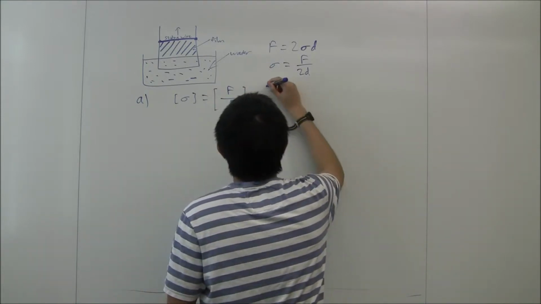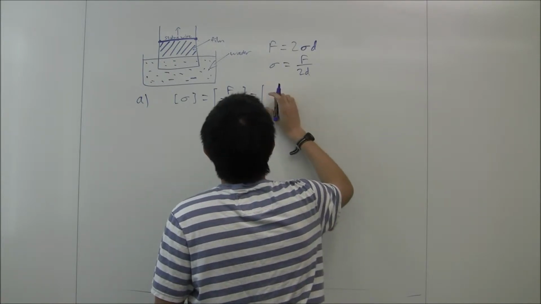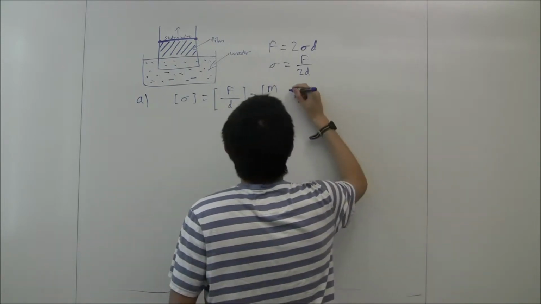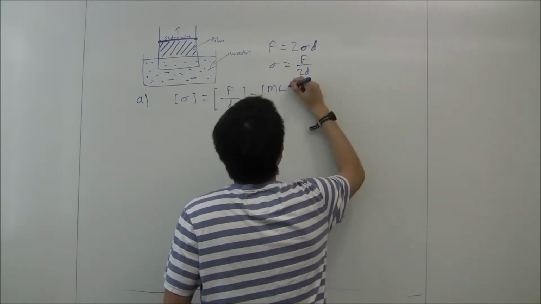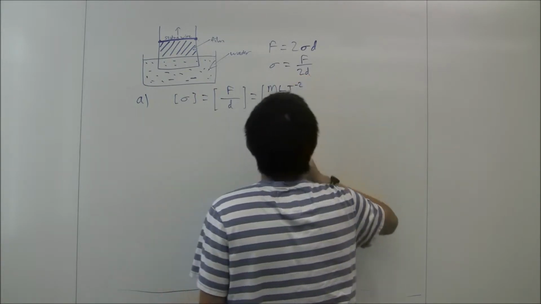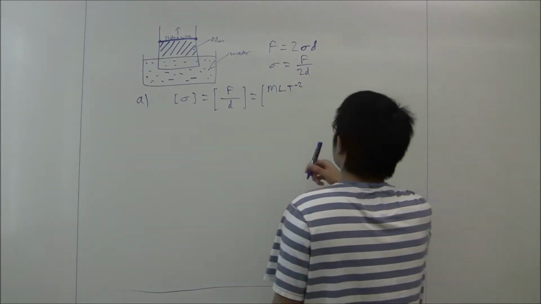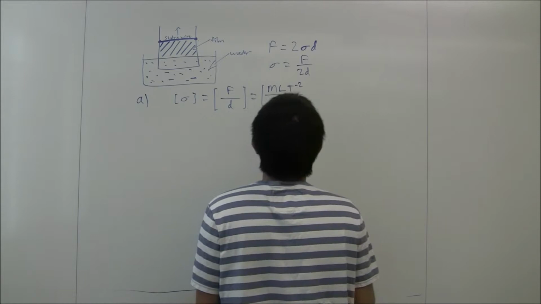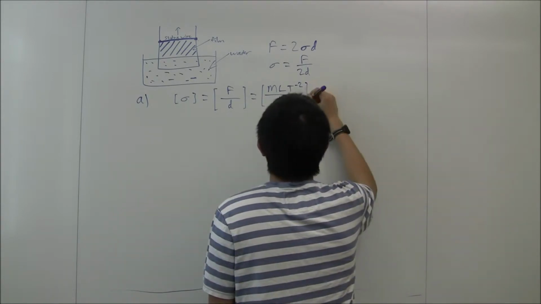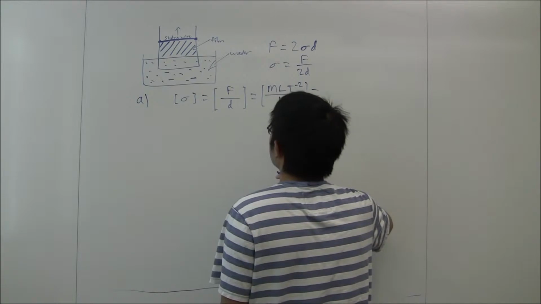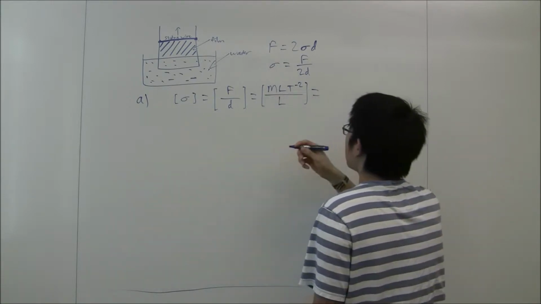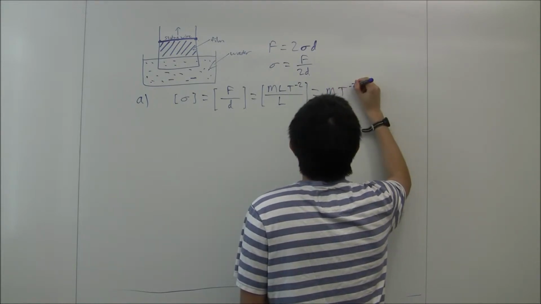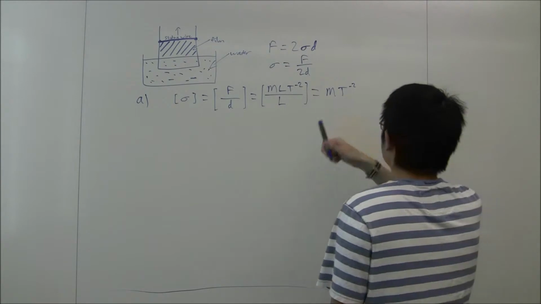So we know that the units of force are mass times distance times time to the negative 2. That's meters per second squared. And the units of distance is just length. So that means that our units for sigma are mass times time to the negative 2.